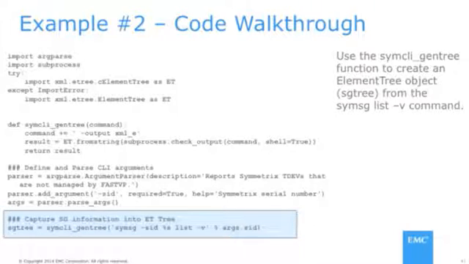Next thing we're going to do is use that SymCLI gen tree function again, and we're going to capture the XML output and generate an element tree object representing the XML output of this command. The command in question here is symsglist minus v. And we're passing the serial number into that command as well, because we're targeting one Symm, not all of the Symms. And that is just going to be named sgtree. So that's our top-level object that represents all of the XML output of that particular command.